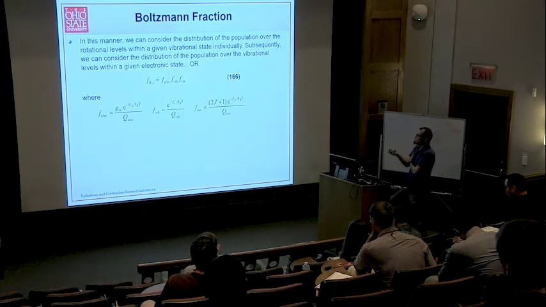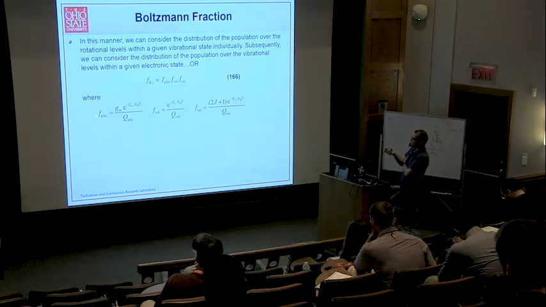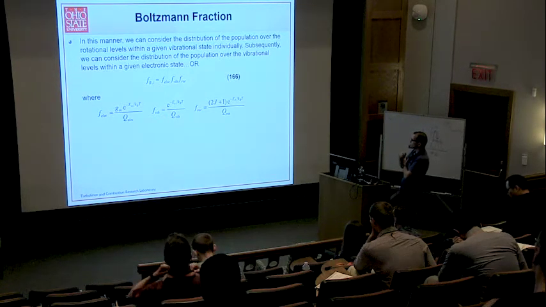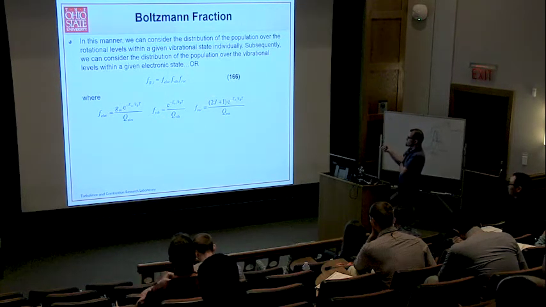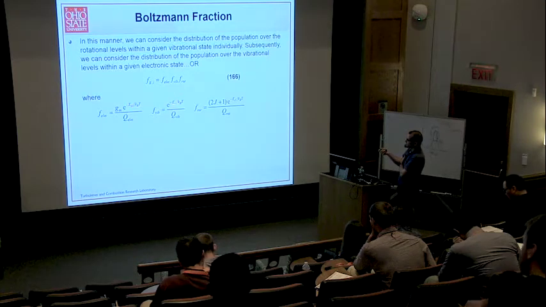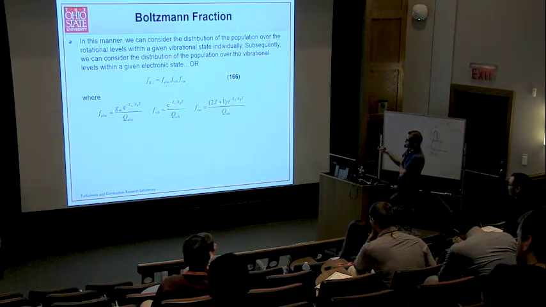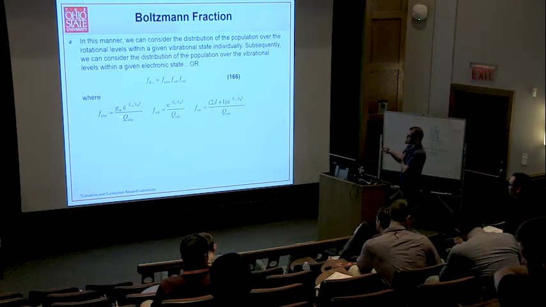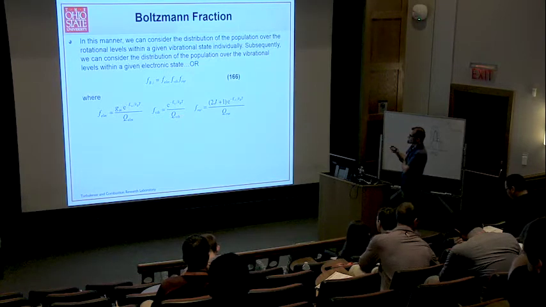These are now the definitions of our Boltzmann fractions for the electronic state, the vibrational state, and the rotational state. These describe their various energies. This is the energy in the mth electronic state. This is the energy in the vth vibrational state and in the jth rotational state. In each one of these, we have to get the partition functions for the electronic, the vibrational, and the rotational state.